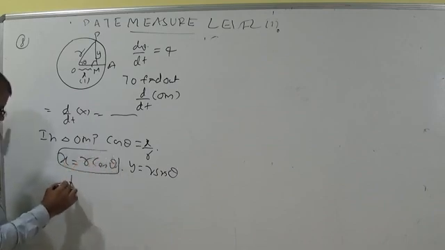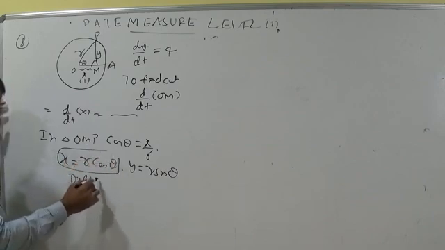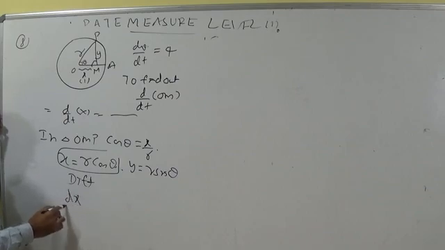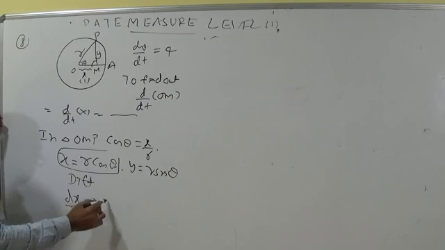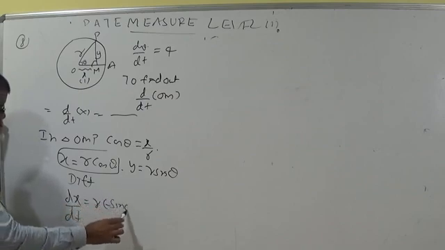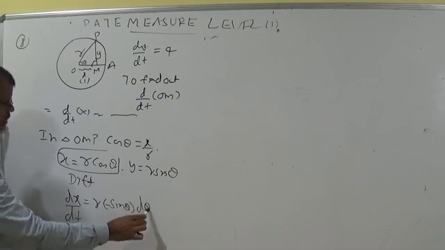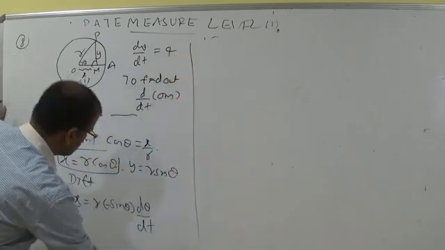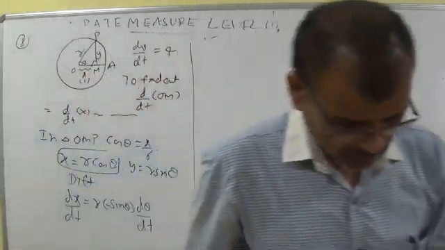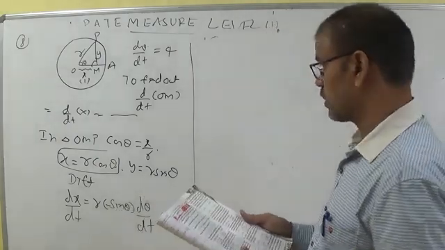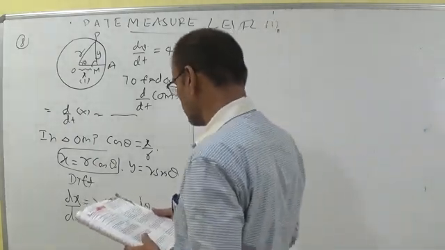Now differentiate both sides with respect to time. We need dx by dt. dx by dt is equal to r is constant, and minus sin theta, the derivative of cos theta, and d theta by dt. If he gives, as we previously discussed, here he gave 1 unit, x is equal to 1 unit.